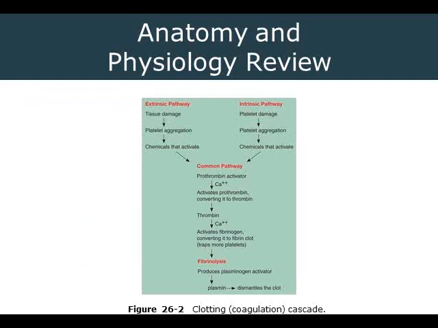So now we're going to talk a little bit about platelets. This picture is on 654 in your text. We'll talk about platelets and the clotting factor and the clotting cascade and how our body responds to bleeding. So platelets are fragments of thrombocytes, which exist really only in the bone marrow.